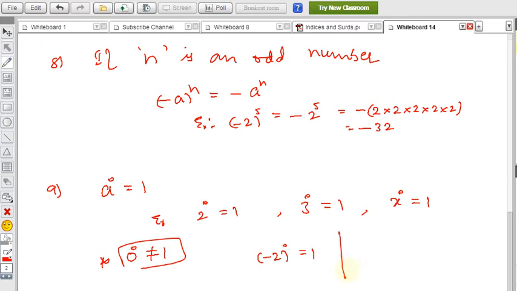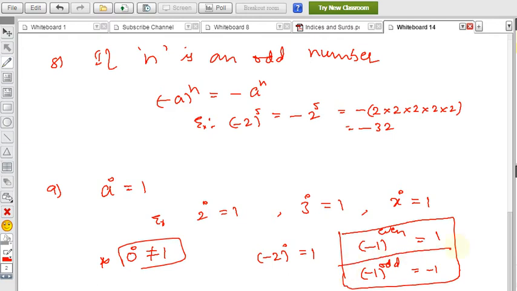Now similarly, (-1) to the power of an even number, for example (-1)^2, will get 1. (-1) to the power of any odd number will get -1. So these two are also important. (-1) to the power of an even number, surely we'll get +1, and (-1) to the power of an odd number only will get -1. So these are the rules of indices.